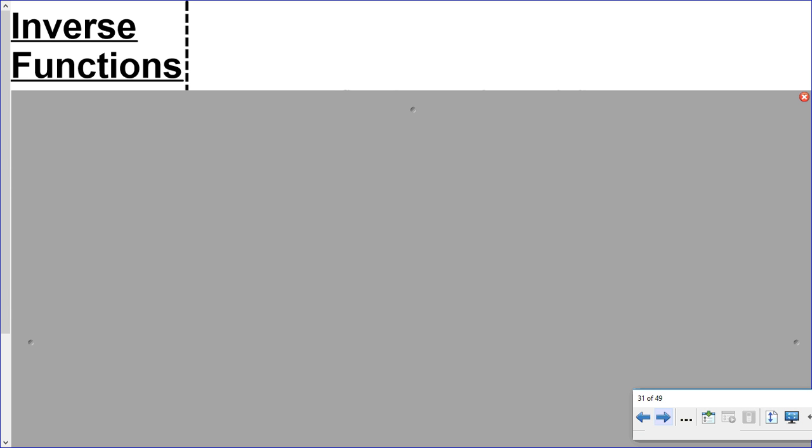Okay, so we have one main idea today, and it's going to be inverse functions. So go ahead and write that in the left-hand column. That's where our main ideas and questions go.